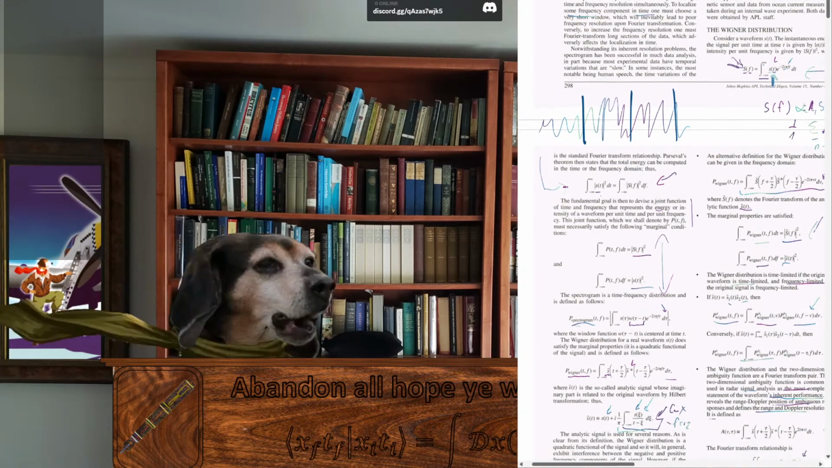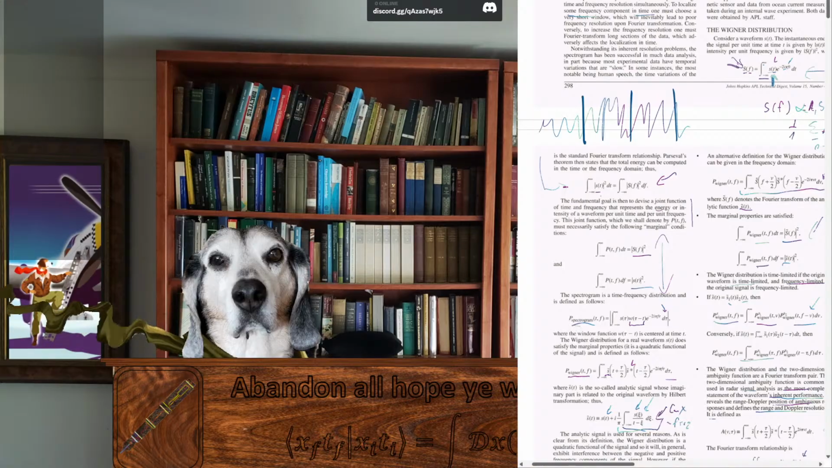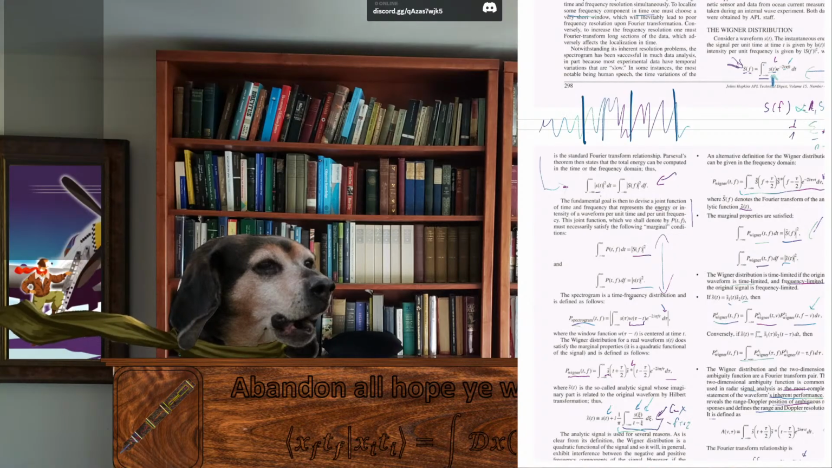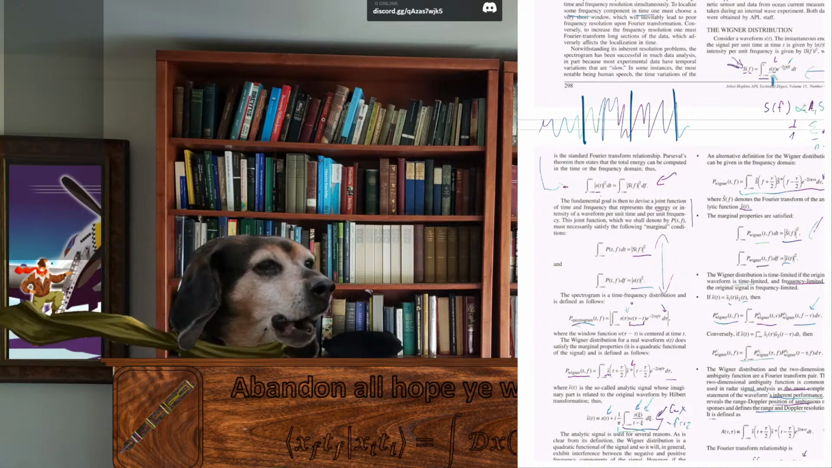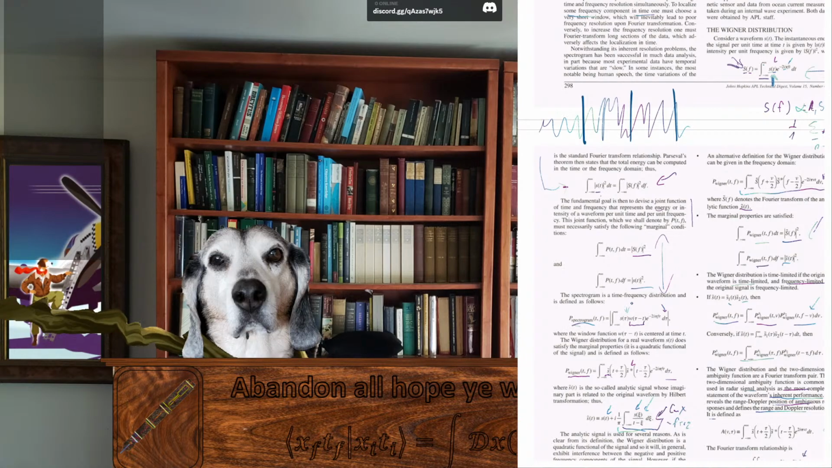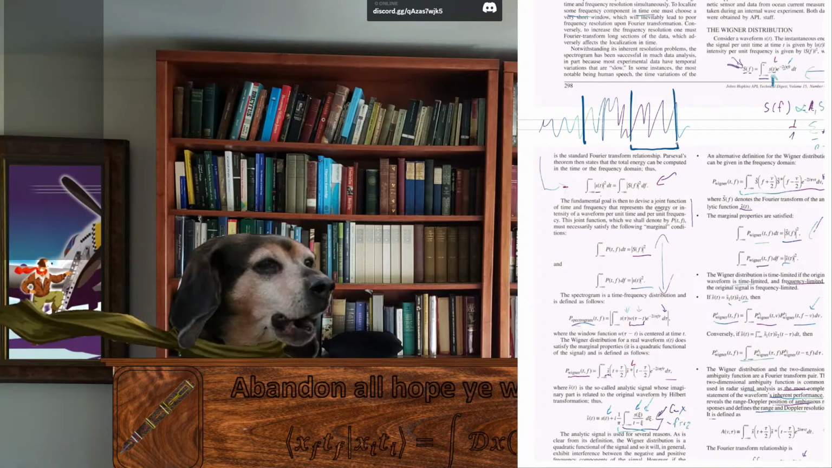You're doing the same exact thing, but what you're essentially doing is multiplying that signal by this window function, right? And so what the window function is, it turns out, this thing. This is a window function, right?